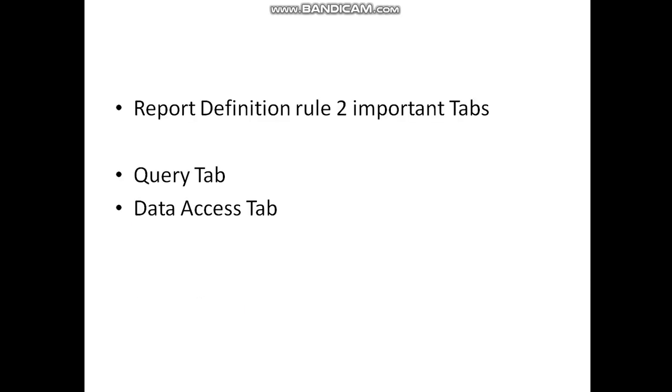So in report definition rule, we have two important tabs. Once we create the report definition, you can find the different tabs on your rule, like query tab, data access tab, and also we have a parameters tab.